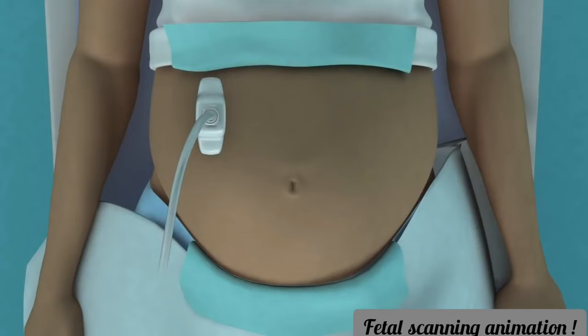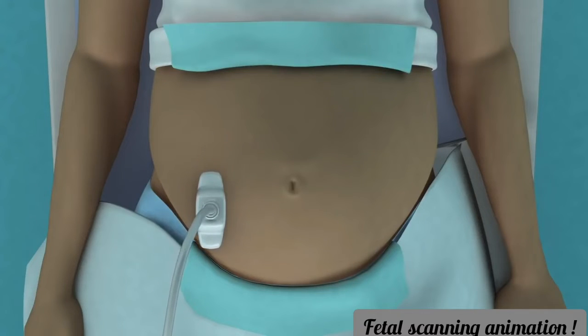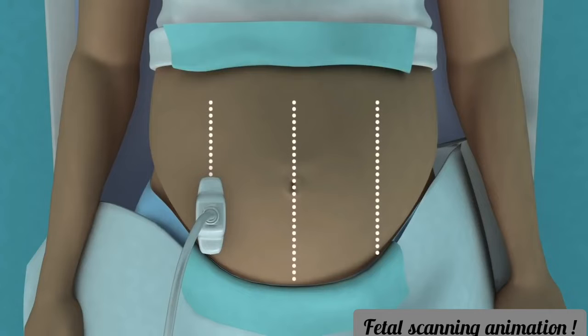Maintaining a longitudinal orientation, starting at the right fundus, slide the probe down towards the symphysis, keeping it perpendicular to the floor. Slide along the 3 tracks indicated to identify the location of the placenta.